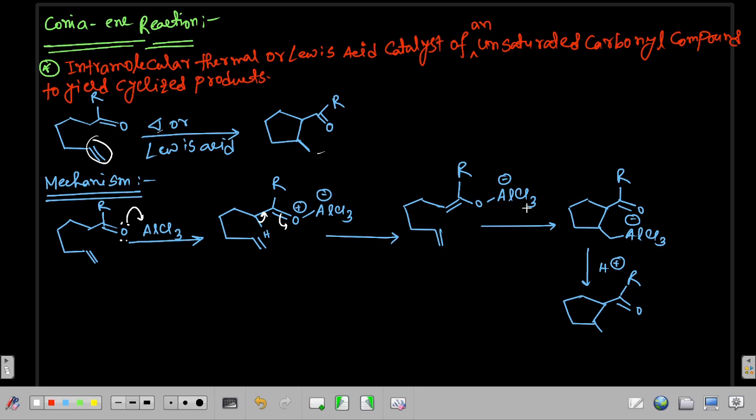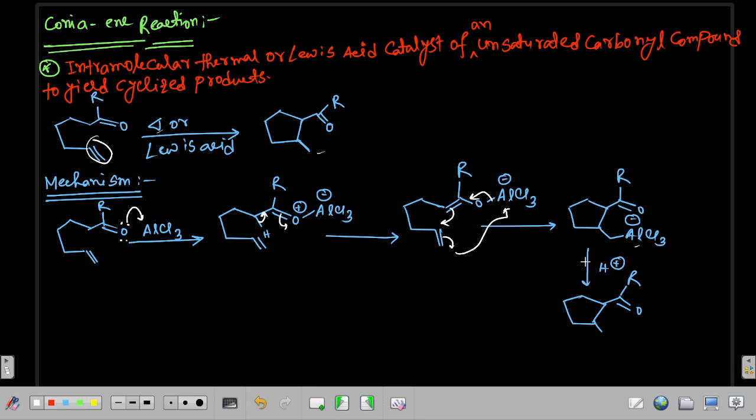Next step will be the cyclization, and cyclization will happen like this: this bond will shift here, this bond will come here, and here a negative charge, and this negative charge will come here and abstract this AlCl3, followed by removal of this bond, and it leads to the formation of this product intermediate.